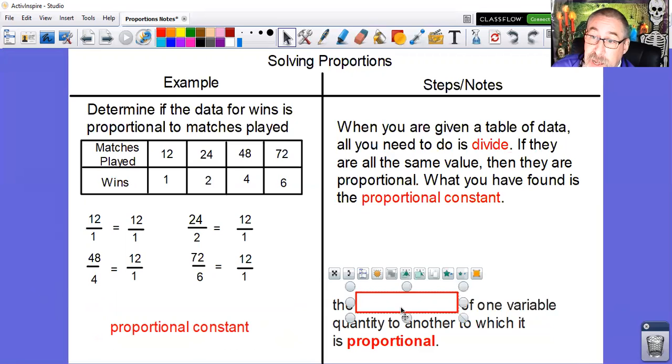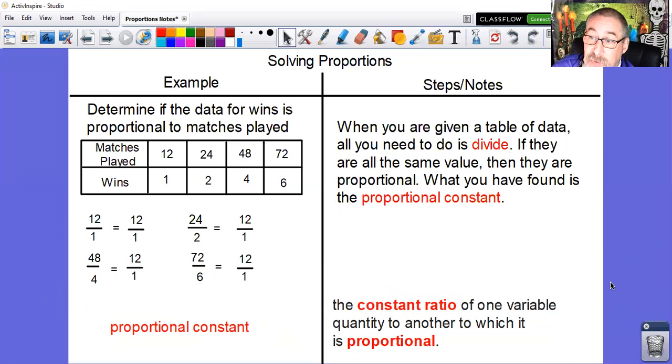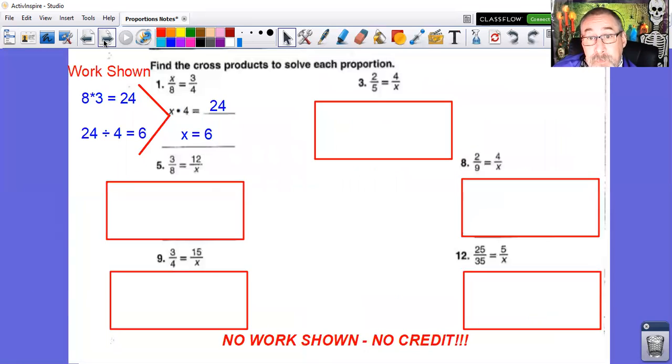A proportional constant is the constant ratio of one variable quantity to another to which it is proportional. So I know that 12 over 1 is proportional to 72 over 6 because it simplifies to the same constant ratio, or what we call the proportional constant. All right, that's the end of your note part. The rest of these slides are going to be your work or your practice.